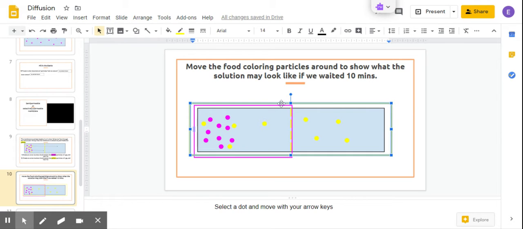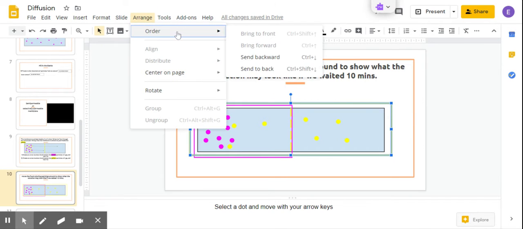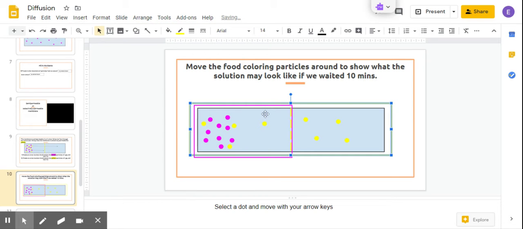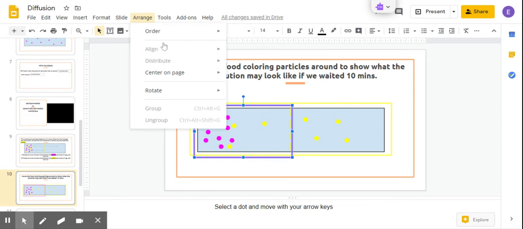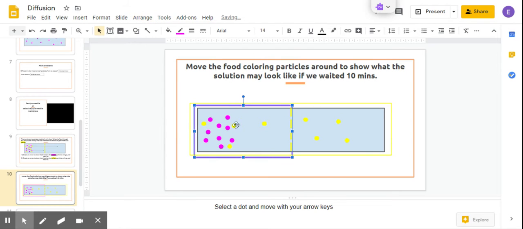Shoot. So I have to delete these and get back into those. Send to back. Okay, sorry. Just a little housekeeping here.